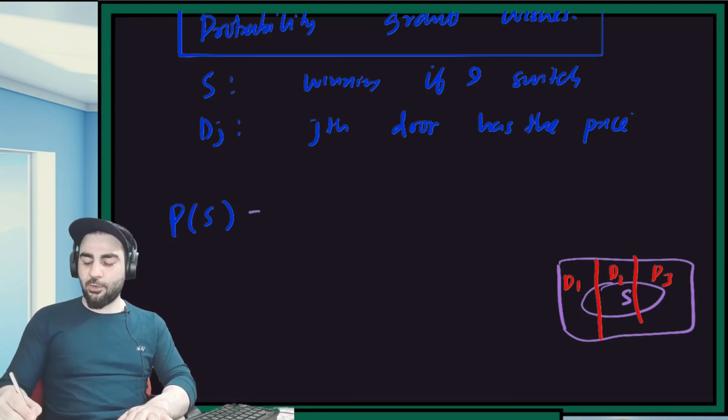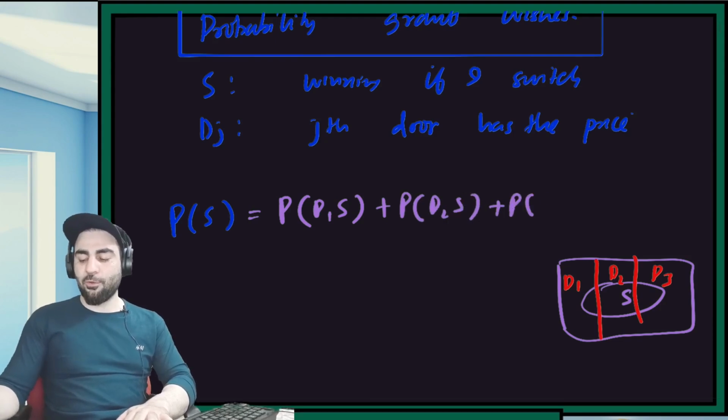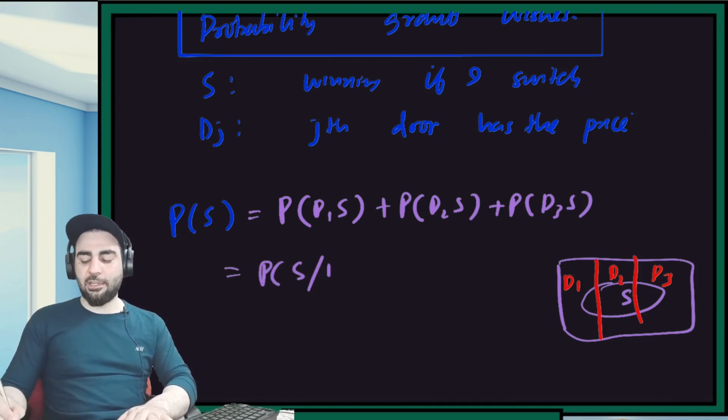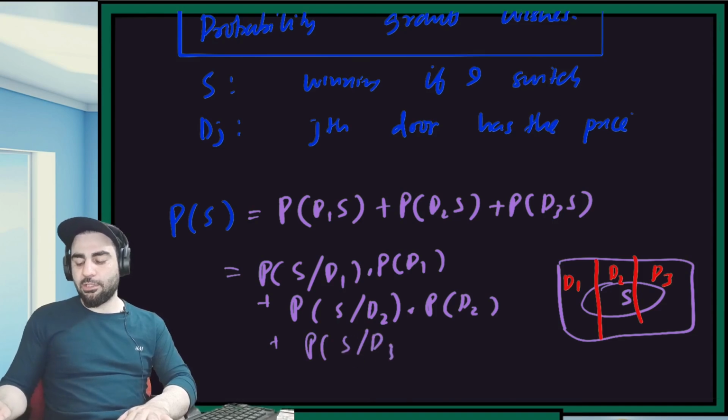Probability of success is equal to probability of door 1 intersection success, plus probability of door 2 and success, plus probability of door 3 and success. Now I can again write this as: probability that I'll be successful given that door 1 has the prize, multiplied by the probability of door 1, plus probability I'll be successful given door 2 has the prize, multiplied by probability of door 2, plus probability of success given door 3 has the prize, multiplied by probability of door 3.